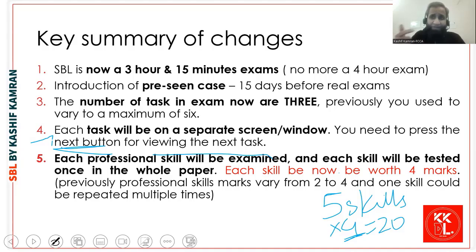Or if you get a skepticism skill in task number 1 for 4 marks, it will not be repeated again in task 2 or task 3. So each skill will be for 4 marks, and there are a total of 5 skills making 20 professional marks. Is point 5 clear to all of you before I move on?